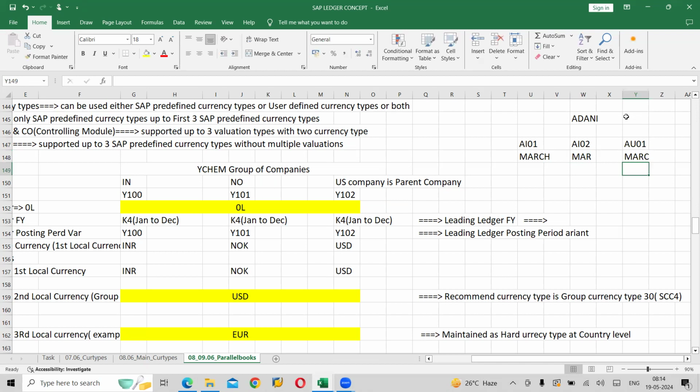Correct. But when we prefer non-leading ledgers, then for AU01, for US reporting purpose, only for reporting purpose, we made it January to December. Yes or no? Yes, for non-leading ledgers we are taking that, only for reporting purpose. But what is my leading ledger reporting?